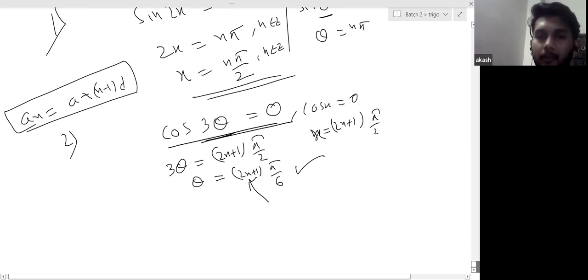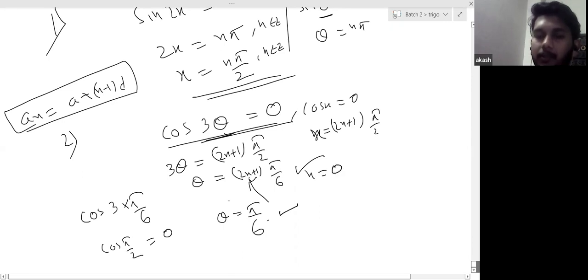Put n equals 0 first. If n is 0, then 0 into 2 is 0, plus 1 is 1. So theta is pi by 6. Put the value of theta here. So cos 3 into pi by 6, so cos pi by 2, and cos pi by 2 is 0. So yes, for n equals 0, we have a solution for this equation.